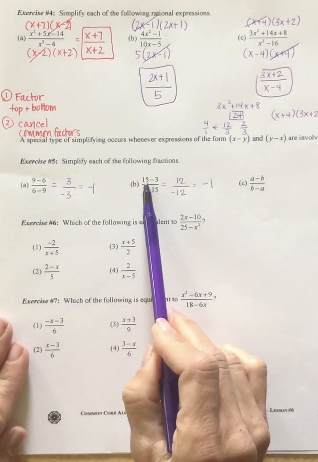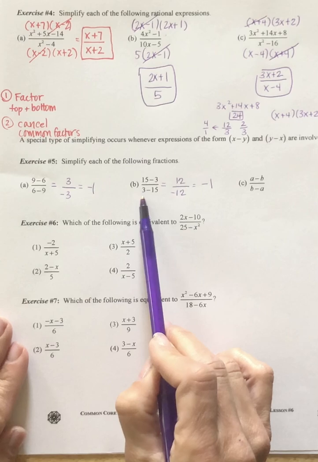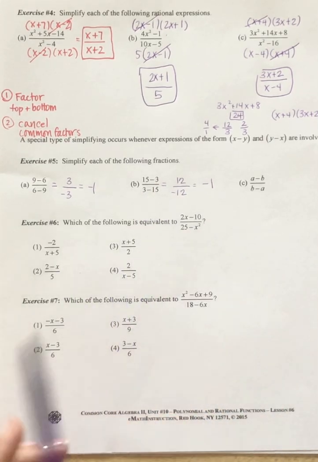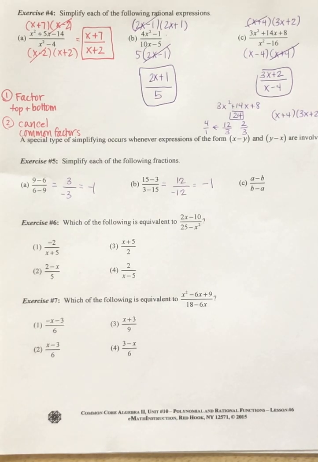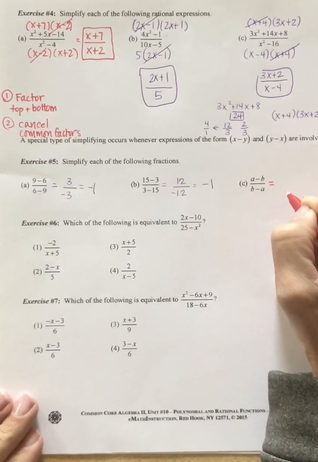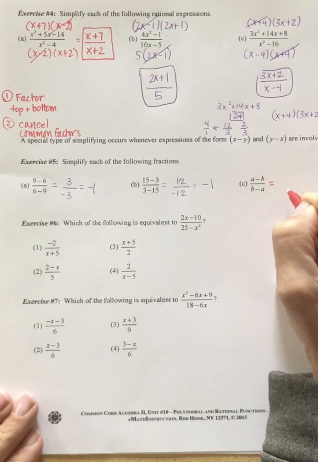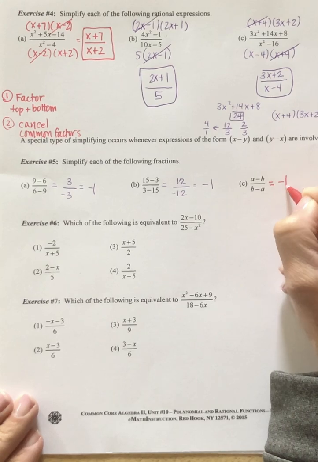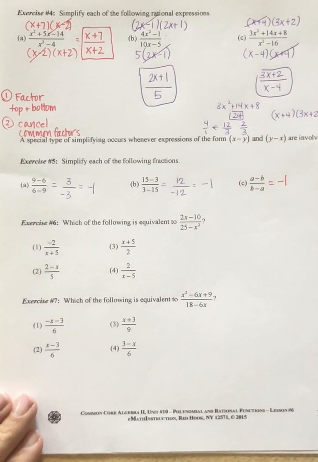So if your terms are the same, you have a 15 and a 3 and a 15 being subtracted in reverse order, it's always going to reduce to negative 1. So if you see something like letter C, where you have a minus b over b minus a, you should be able to recognize just by looking at it. Same terms, different positions being subtracted. You can automatically simplify that to a negative 1.